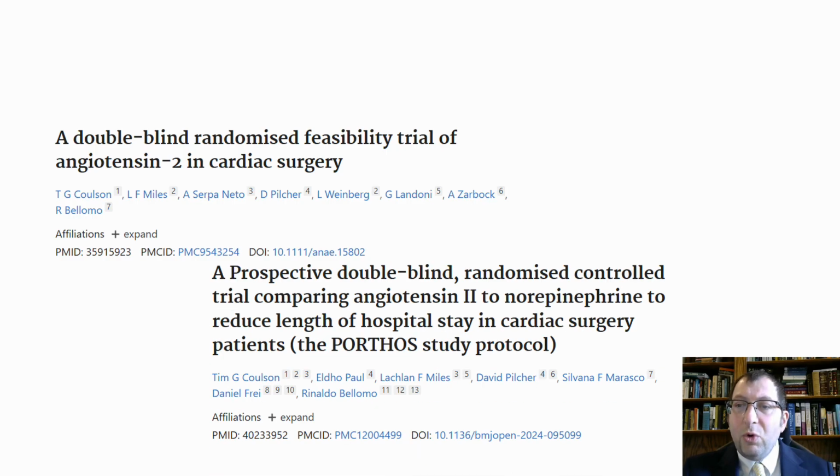The bigger trial, the PORTHOS trial, will look at 400 patients, norepinephrine versus angiotensin II, looking at length of stay, cardiovascular, renal, and blood pressure outcomes. The results of the trial are not out yet.